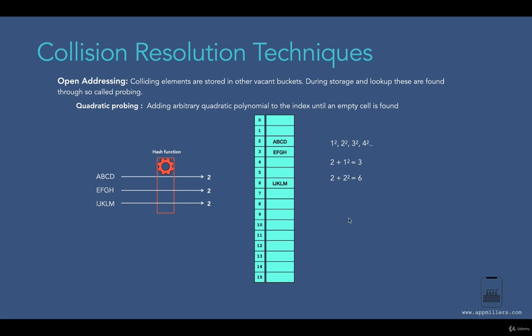This is how it continues until we find an empty cell in our hash table. Every time, we use the quadratic polynomial, add it to the index we get from the hash function, and look for an empty cell. As soon as we find one, we insert the string into the hash table. Based on this logic, let's head over to Java and create quadratic probing in practice.